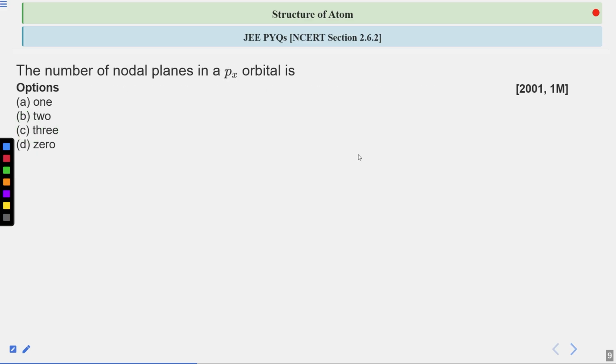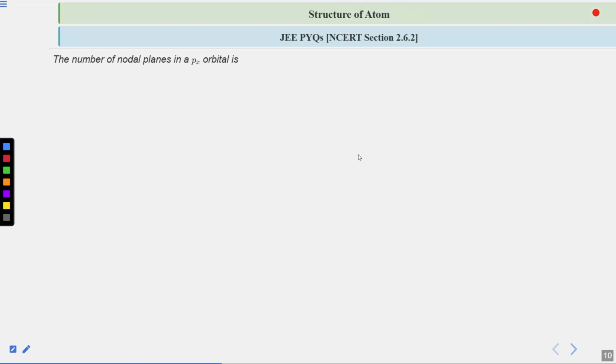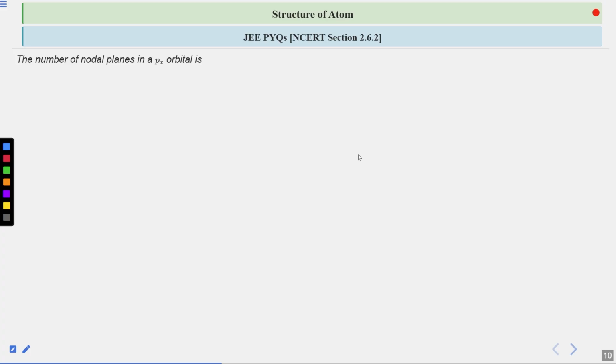The number of nodal planes in a px orbital is? We are talking about the nodal plane. Option A 1, option B 2, option C 3 and option D 0. Your time to solve this question starts now. It's an easy one, so I am giving you less time. Your time is up. The correct answer will be 1.